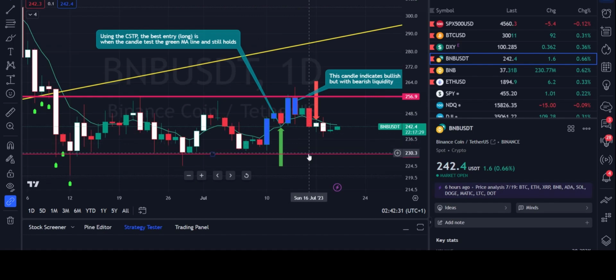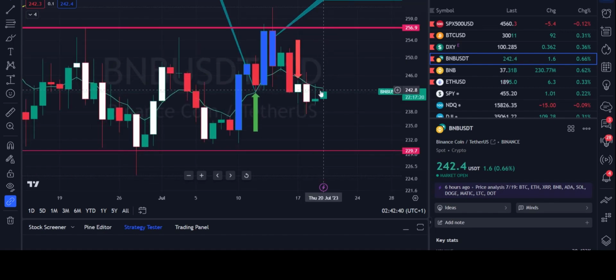And my projection is actually for it to come and test the 230 region. That's the immediate support that BNB is currently holding right now. The only reason that it might not touch 230 is if today's candle actually closes above here. If it closes above here, then we have also 240, 245, then we can probably be bullish. Else, the market is still bearish.